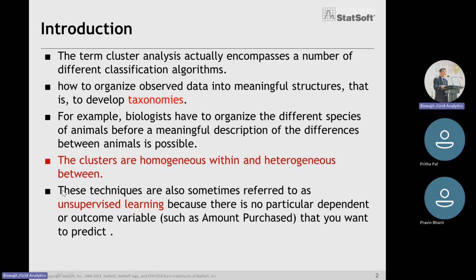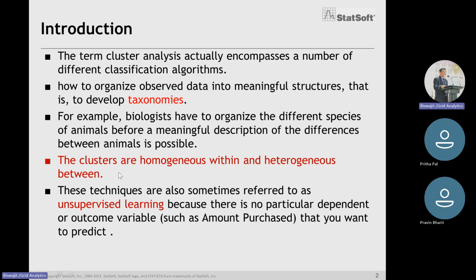The cluster analysis is a very popular and widely used algorithm which comes from the unsupervised learning family of algorithms, right? So unsupervised learning because there is no particular dependent or outcome variable, right? So in absence of a dependent or outcome variable, it becomes the unsupervised learning. We do not have a supervisor or a guide for our analysis.